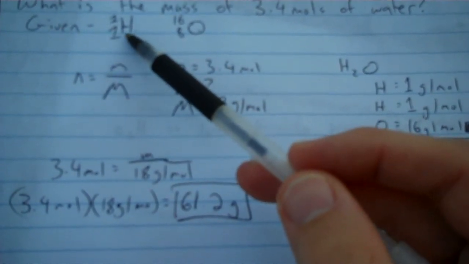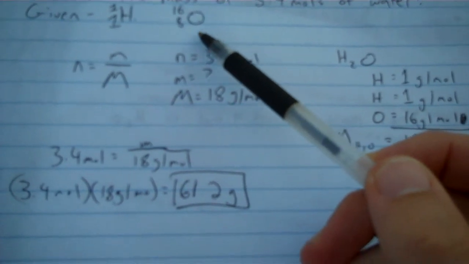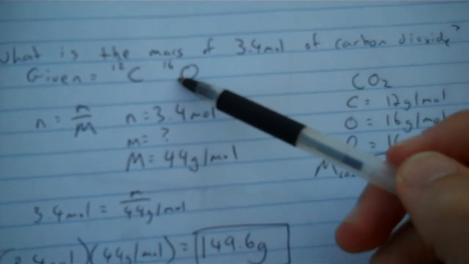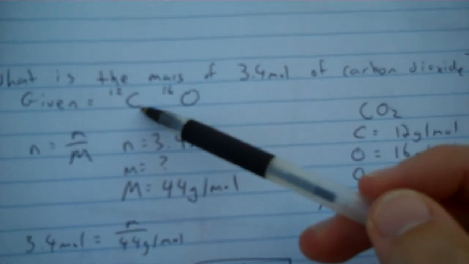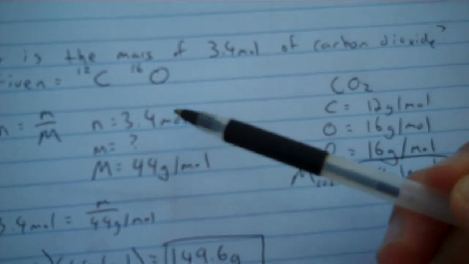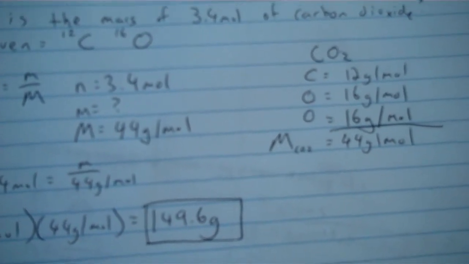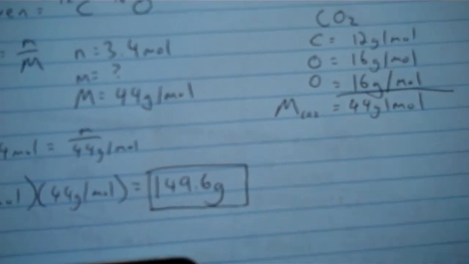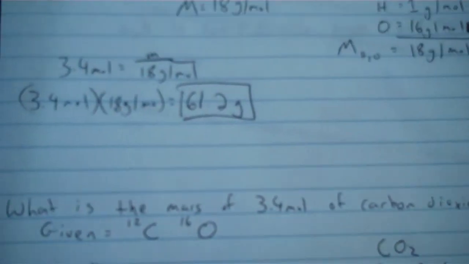2 hydrogens each have a molar mass of 1 gram per mole, and oxygen has 16 grams per mole. Carbon dioxide is made up of carbon, which is 12 grams per mole, and 2 atoms of oxygen, 16 grams per mole. So it makes sense that the molar mass of carbon dioxide is going to be higher than water, and our answer here is also going to be higher than our first answer.